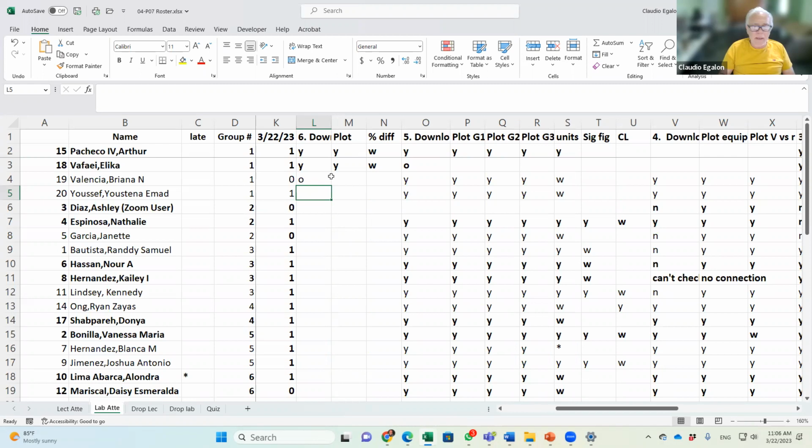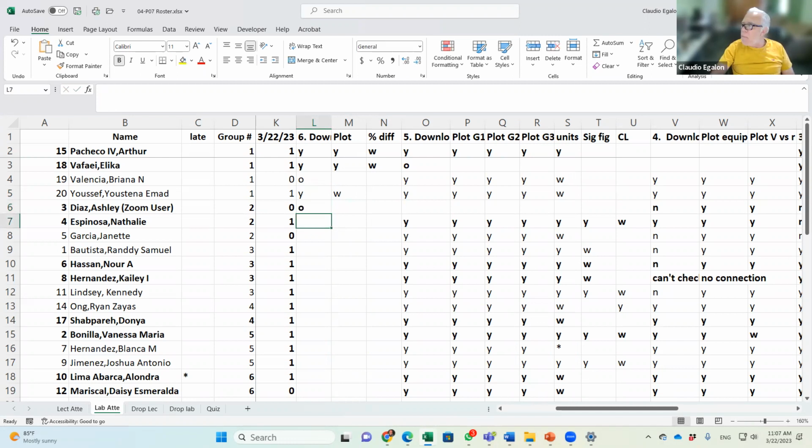First, I want to know if you downloaded the spreadsheet. Yes. Did you plot the graph? Working on it. Okay, good. Next, Ashley Diaz. Let's see. Ashley is here. No, she's not here. So it's going to be a no.